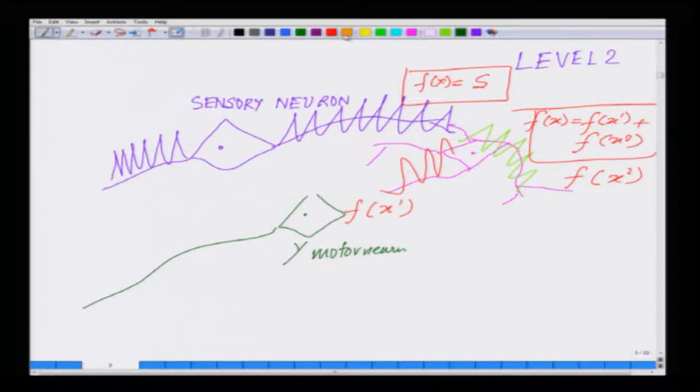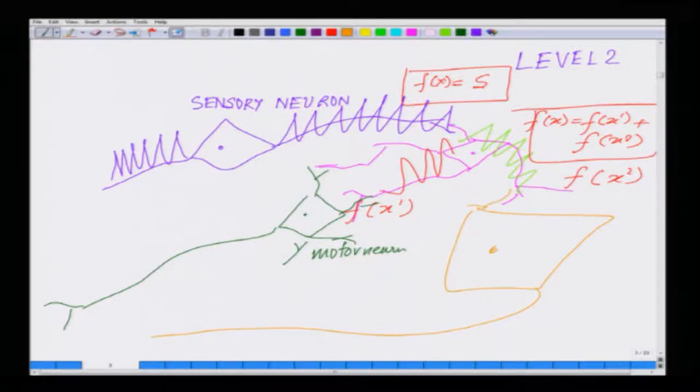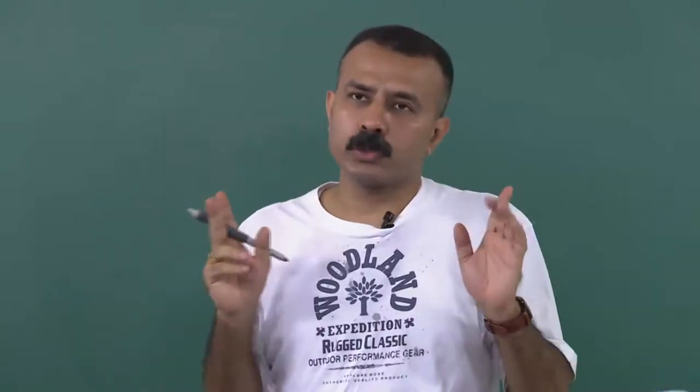And the other one is the bigger one, which is called an alpha motor neuron. Just for the sake of understanding, here you have all the synapses and everything. So this is the alpha motor neuron. Now, this alpha motor neuron is the one responsible for contraction of the extrafusal fiber, or the bulk of the muscle, and the gamma is the one which ensures that the muscle spindle comes back to its original shape.